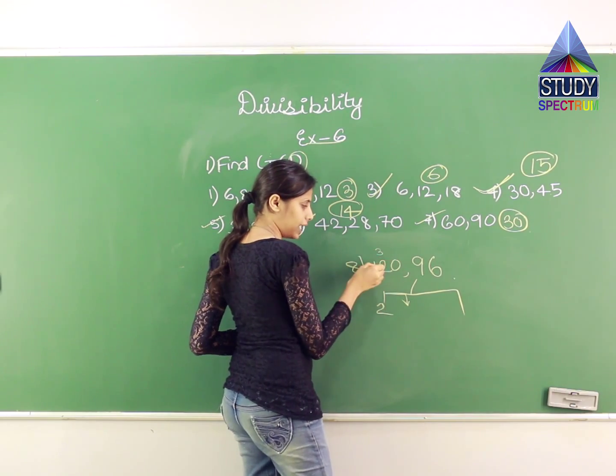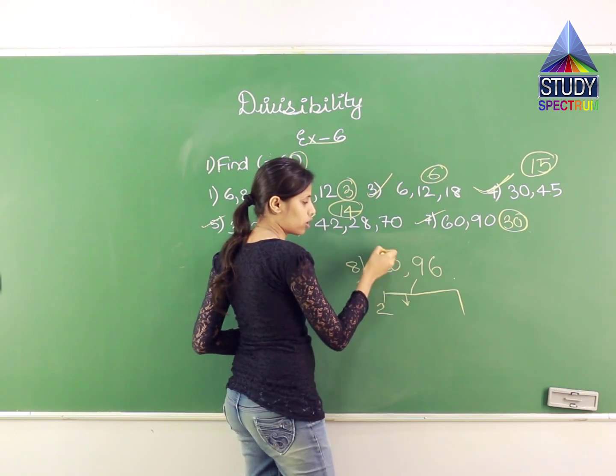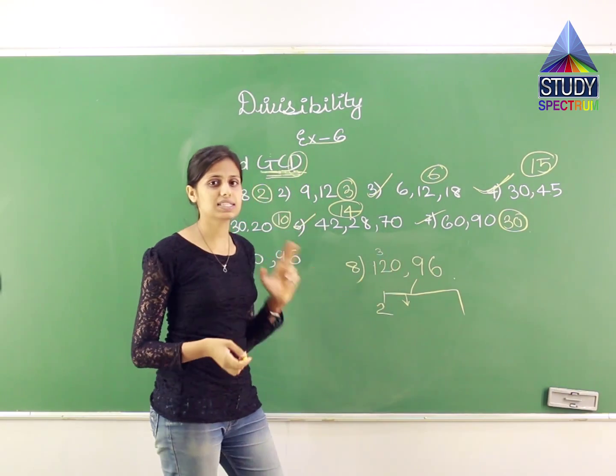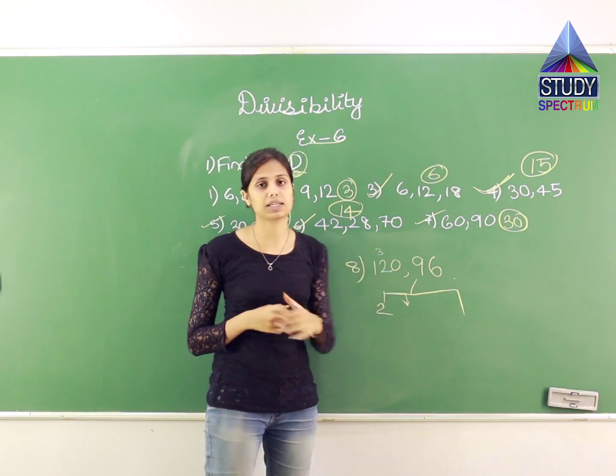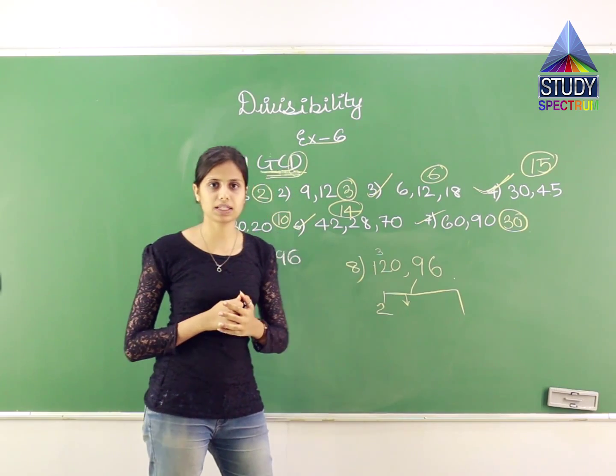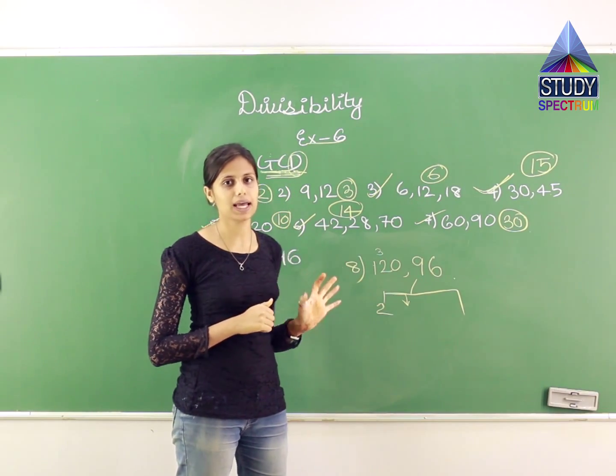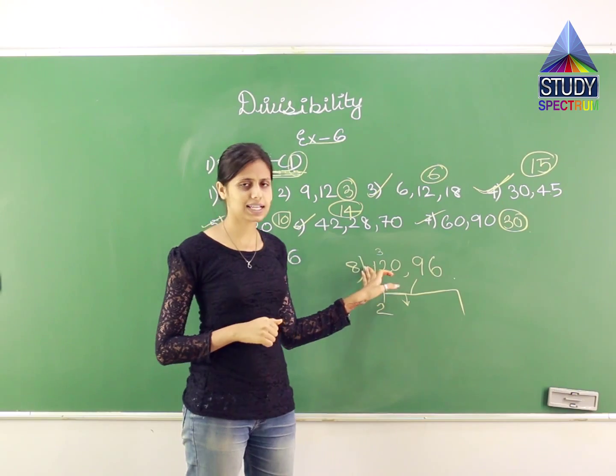The summation is 3, right? 2 plus 1, 3 plus 0 gives me 3 only. So if 3 is divisible by 3, then 120 is divisible by 3. And yes, 3 is divisible by 3. So 120 will also be divisible by 3. So 123 के साथ divisible है.